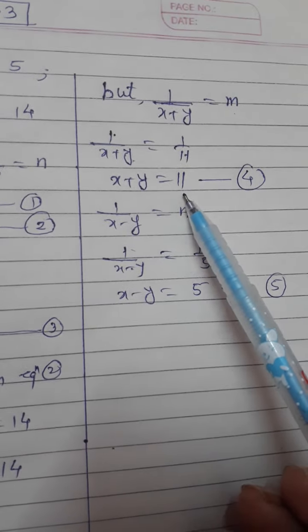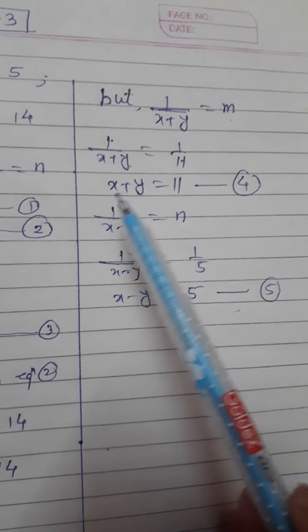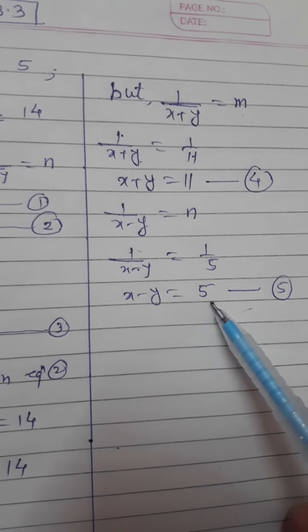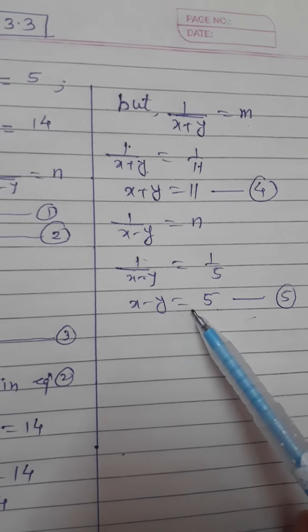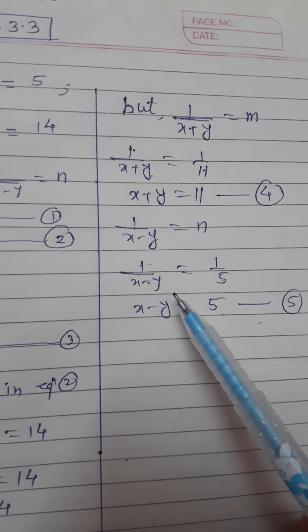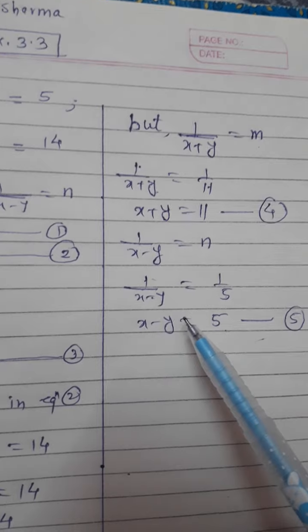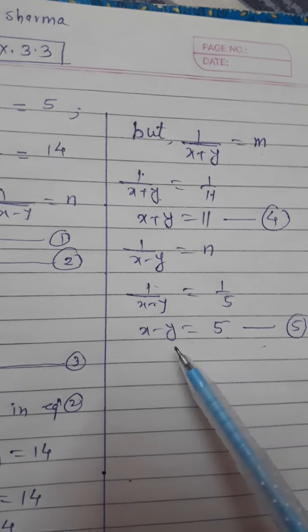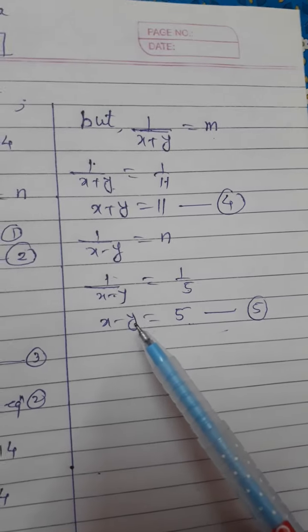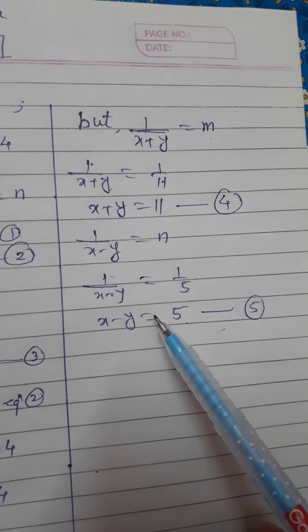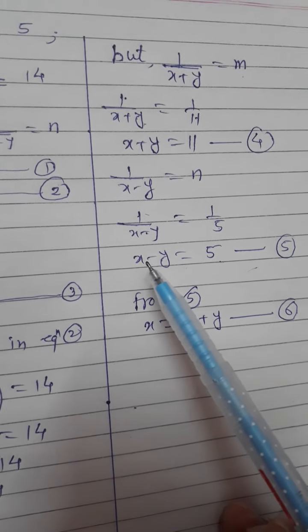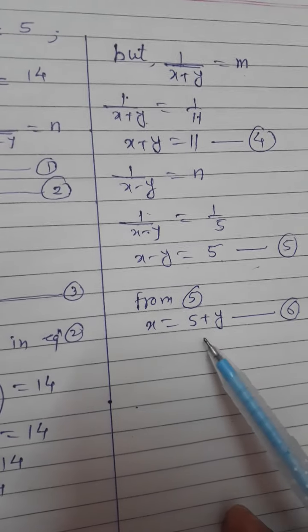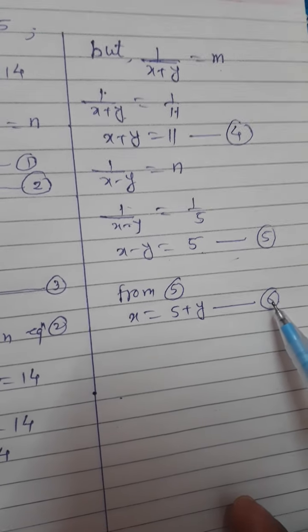Here equation number 4 and equation number 5, these two are again linear equations in two variables. So we have to solve these two equations by substitution method. So find the value of any one of the variables in terms of the other variable. So this equation is easy. So from equation 5 we can find the value of x in terms of y. So from 5, x is equal to 5 plus y. Write this as equation number 6.